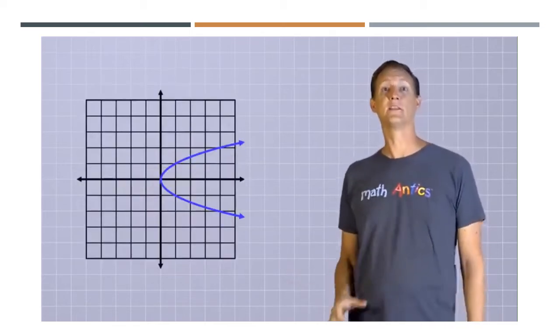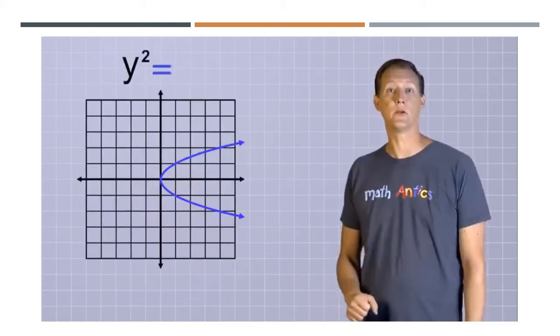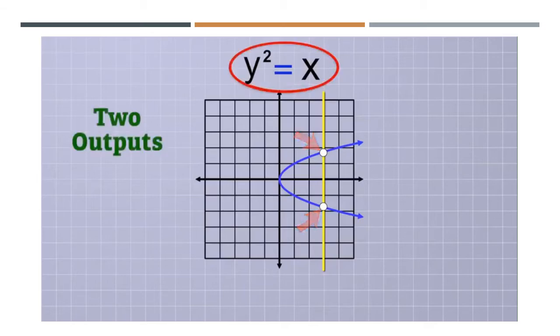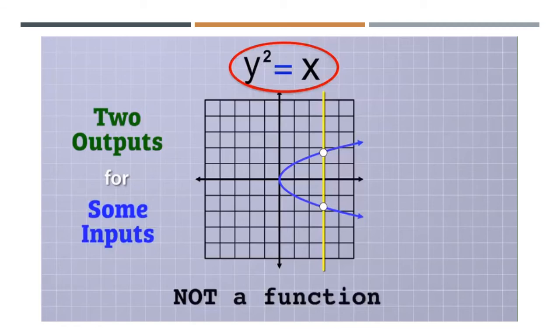Well, here's one. It's the graph of our equation y squared equals x. The domain of this equation doesn't include any negative input values, so there's some places where a vertical line wouldn't intersect the graph at all, and that's okay. And there's one place where the vertical line would intersect the graph at just one point, which is also okay. But as we move to the right on the x-axis, you can see that our vertical line is now intersecting the curve in two places. That means this equation is giving us two possible outputs for some of its inputs, which means that it's not considered a function.